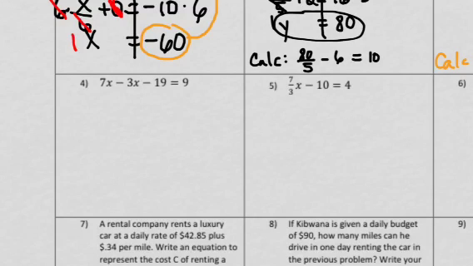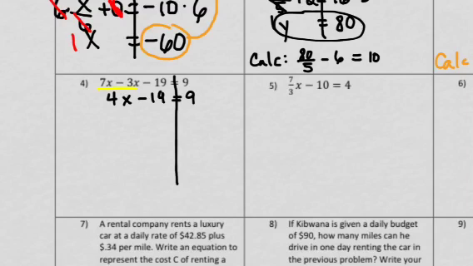For number 4, I'm going to combine the like terms that I see. 7x minus 3x, those are like terms because they have the same variables with the same exponents. So 7x minus 3x gives me 4x. So I copy down the rest of the problem. 4x minus 19 equals 9.